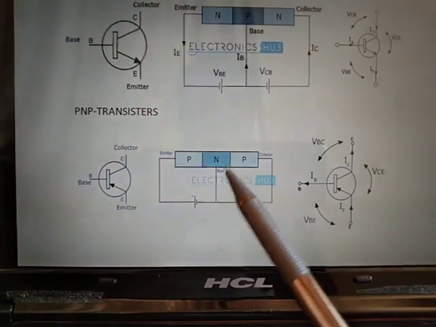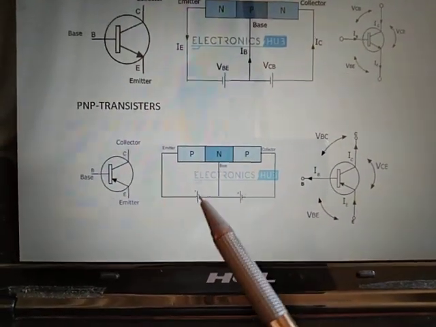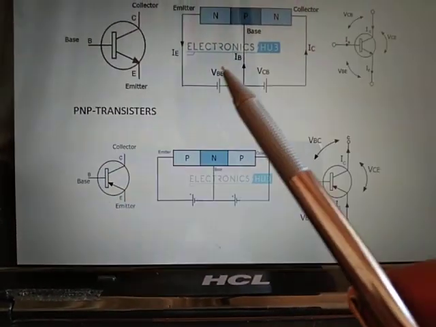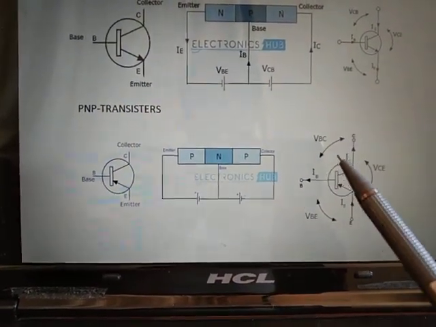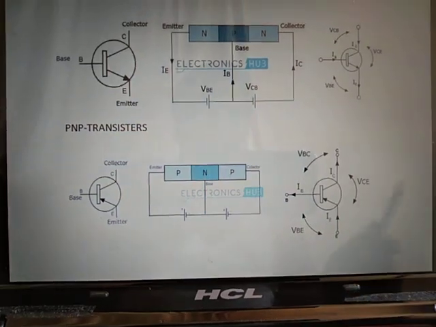And the same thing here also for the PNP transistor, with the reverse voltage. Whatever voltage is applied here, the same reverse voltage is applied here. The same voltage and current are applied for the NPN and PNP transistors.